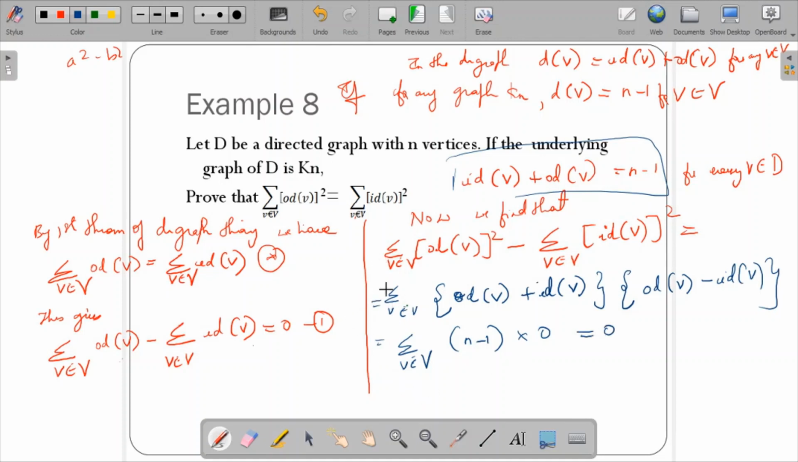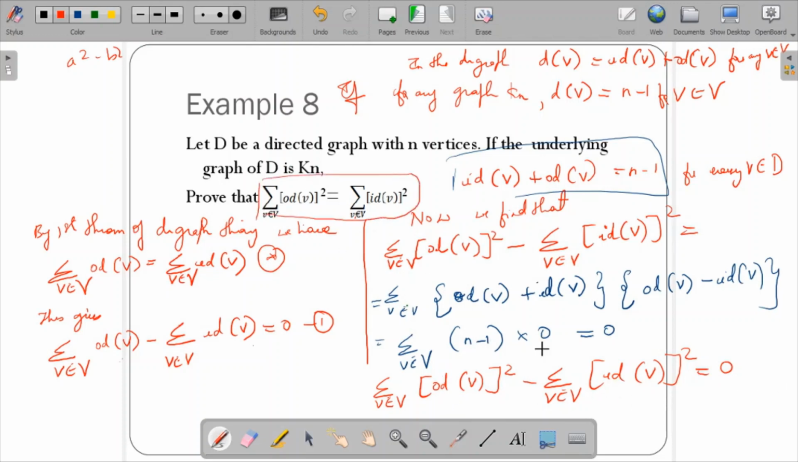So what we got finally is summation of v belonging to V, out degree of v whole square, minus summation of v belonging to V, in degree of v whole square, that is equal to 0, because this value itself is 0. Now if I take this to that side, we get out degree is equal to in degree. This proves that left hand side is equal to right hand side. So this is regarding example 8.